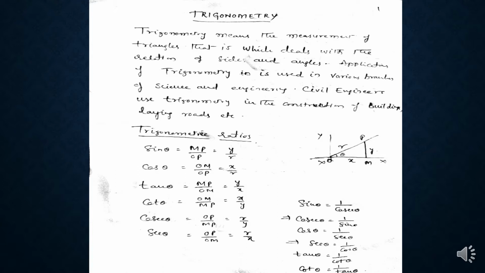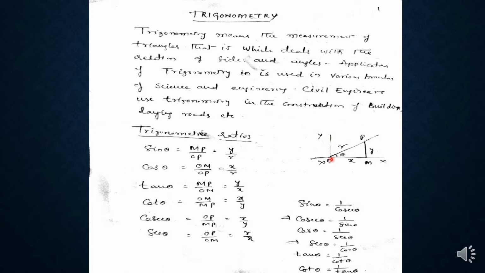So what are the applications of trigonometry? This is used in various branches of science and engineering. Usually civil engineers use trigonometry in the construction of buildings and laying roads, etc. At first we should recall what the trigonometric ratios are.